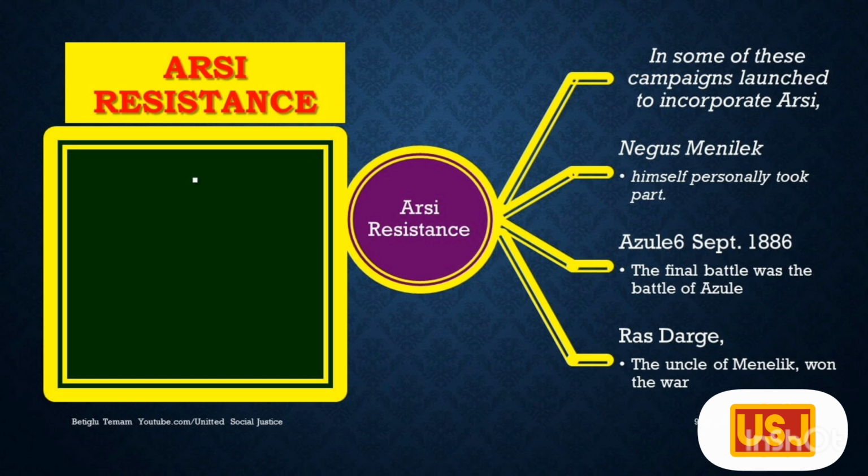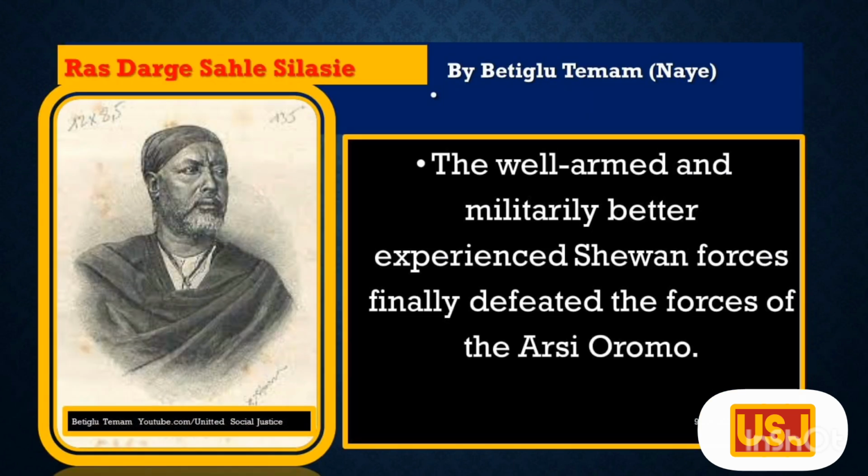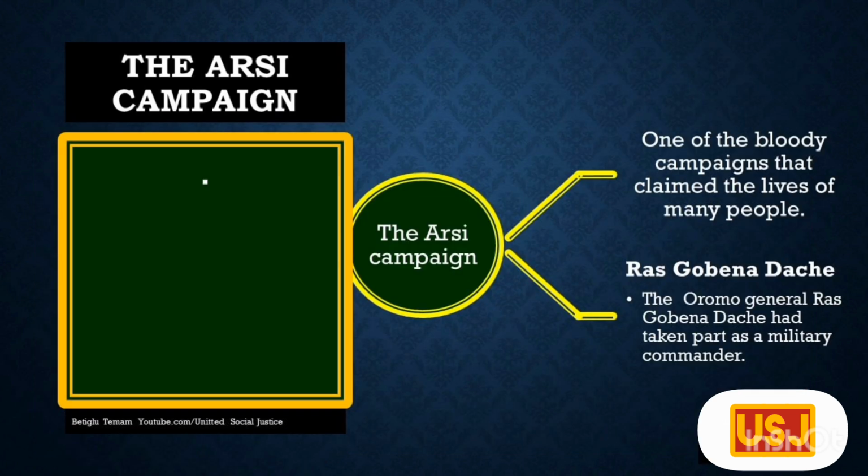Finally, after 4 years of brave fighting, the Arsi Oromo were defeated in 1886 at the Battle of Azule. The well-armed and militarily better experienced Shawan forces that finally defeated the forces of the Arsi Oromo were led by Ras Darge, the uncle of Menelik. In the Arsi campaign, the Oromo general Ras Gobena Dachi, who had a significant role in the early campaigns of Negus Menelik's territorial expansion, had taken part as a military commander of the forces of Negus Menelik. The Arsi campaign was one of the bloody campaigns that claimed the lives of many people.